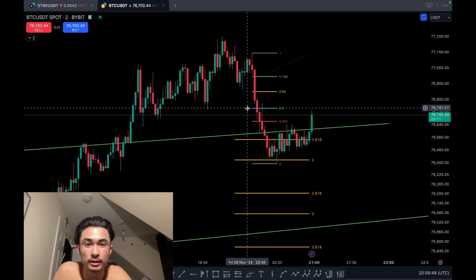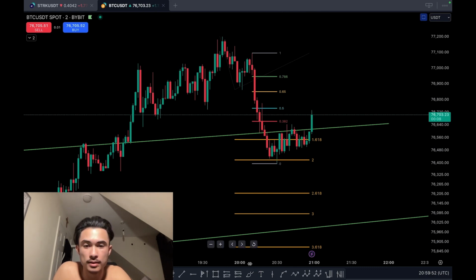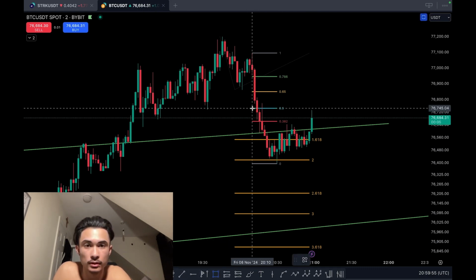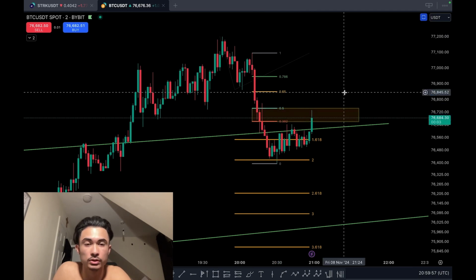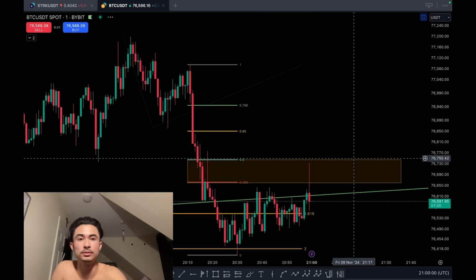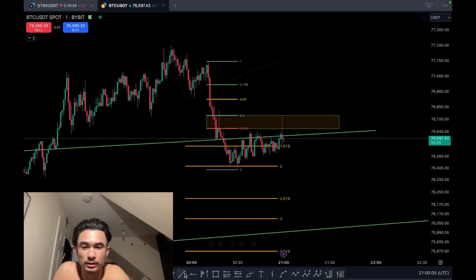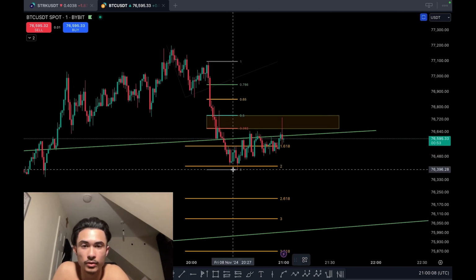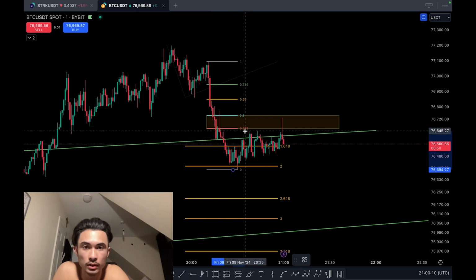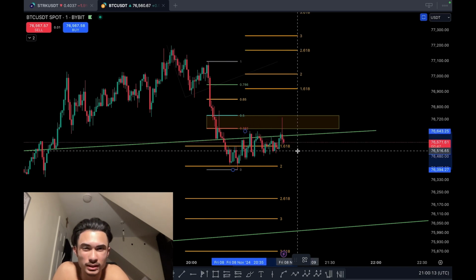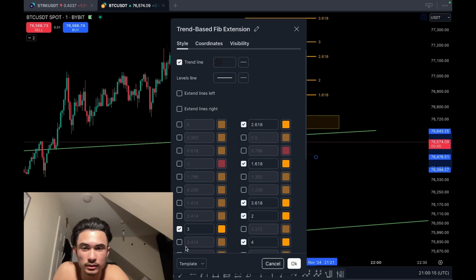The 0.5 and the 382. So in this box, we should start rejecting. If I start seeing any weaknesses like that, then we could come and claim the third wave low, which would be something like that, I guess.